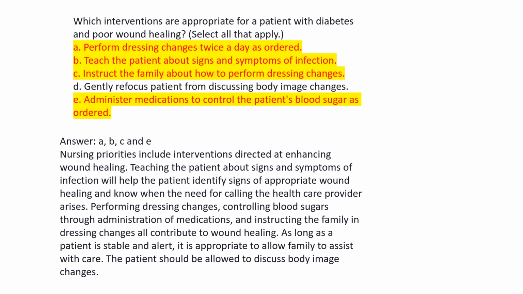Nursing priorities include interventions directed at enhancing wound healing. Teaching the patient about signs and symptoms of infection will help the patient identify signs of appropriate wound healing and know when the need for calling the health care provider arises. Performing dressing changes, controlling blood sugars through administration of medications, and instructing the family in dressing changes all contribute to wound healing. As long as a patient is stable and alert, it is appropriate to allow family to assist with care. The patient should be allowed to discuss body image changes.